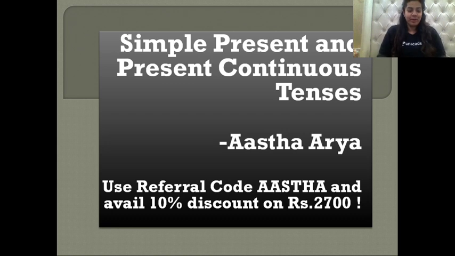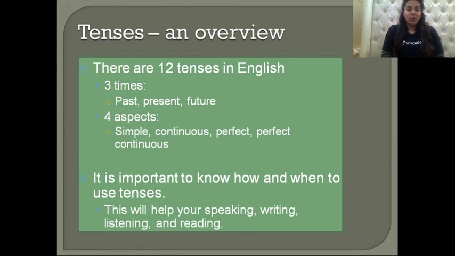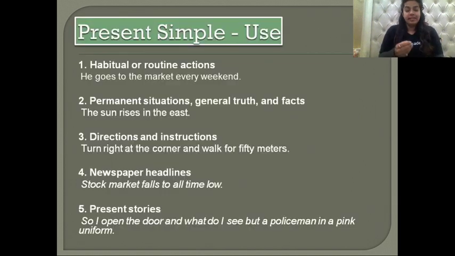Today we are going to talk about simple present and present continuous tenses. Now, what are tenses actually? When we talk about tenses, we must understand that there are 12 major tenses: three times, past, present, and future, and four aspects, such as simple, continuous, perfect, and perfect continuous. Tenses play a very important and integral role. The sun rises in the east.